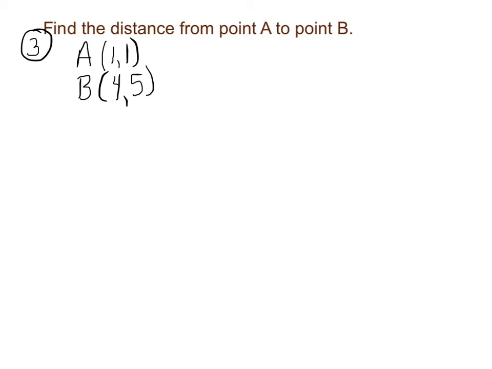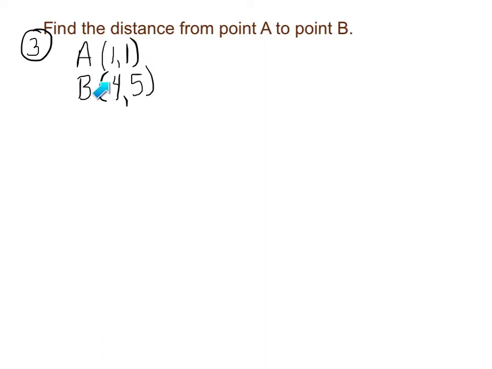Example number 3. This one you do need to write down. Find the distance from point A to point B. Now A is 1, 1 and B is 4, 5. And if you remember, we just did this exact same problem. This problem we did in number 2, except I gave it to you on a coordinate plane.